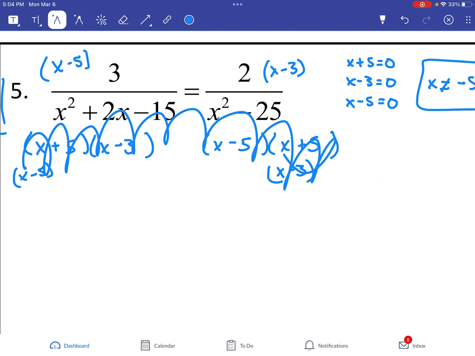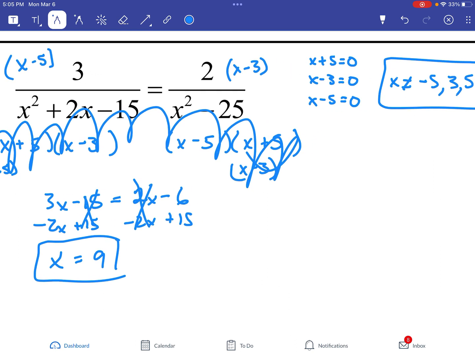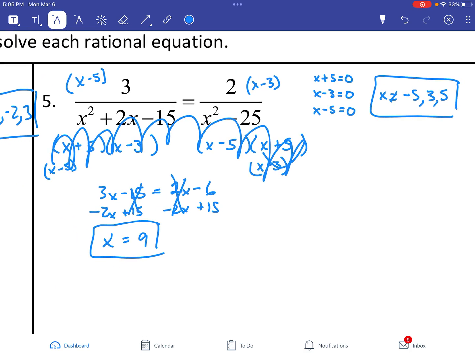We multiply. 3 times x minus 5 is 3x minus 15 equals 2 times x minus 3 is 2x minus 6. I'm going to subtract 2x from both sides and add 15 to both sides. So we'll get x on the left equals 9 on the right. So x equals 9. Since 9 is not negative 5, 3, or 5 as a domain restriction, that answer will work.